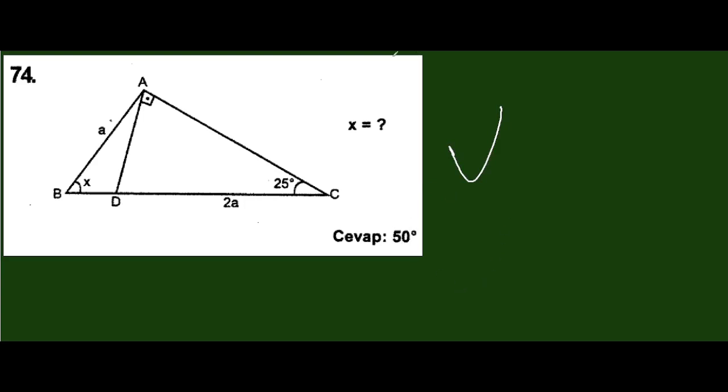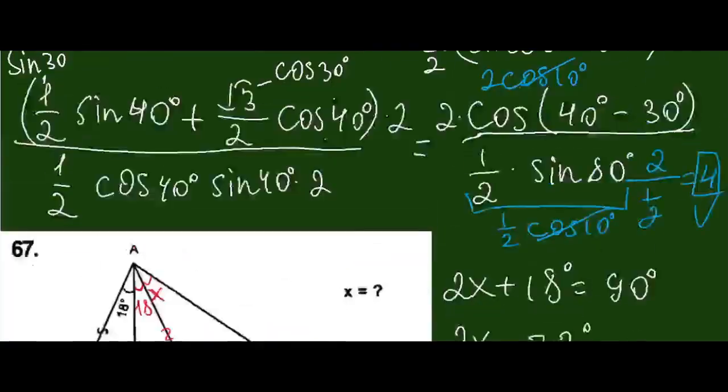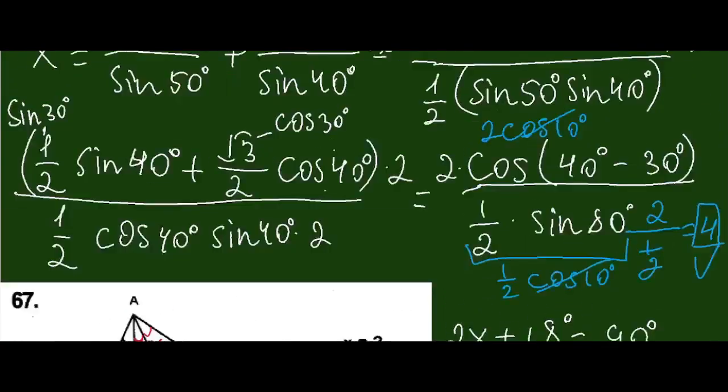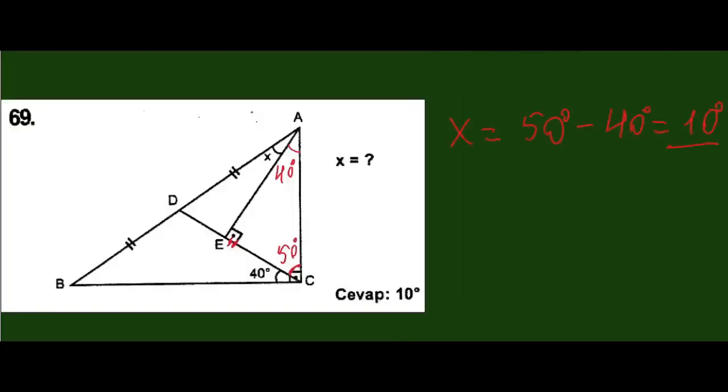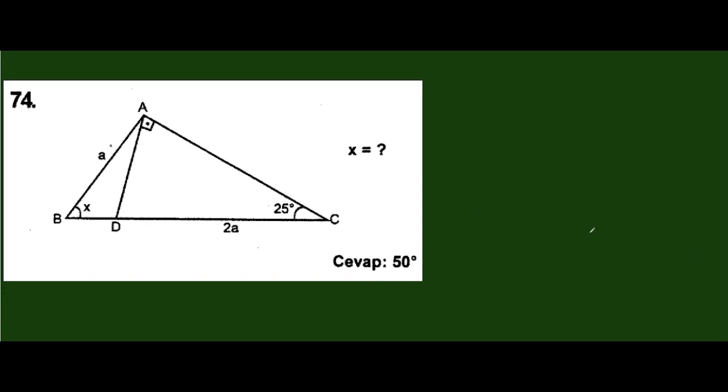So if I'm not mistaken, we solved it here. No, we didn't solve it. Okay, let me solve it here. In this problem, we have to find out x. In order to find x, this angle will be 115 degrees, because 90 plus 25 gives us 115 degrees.